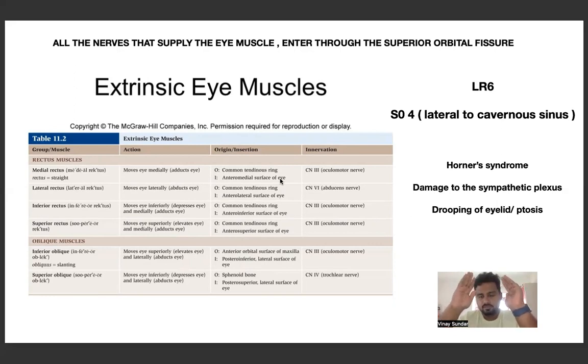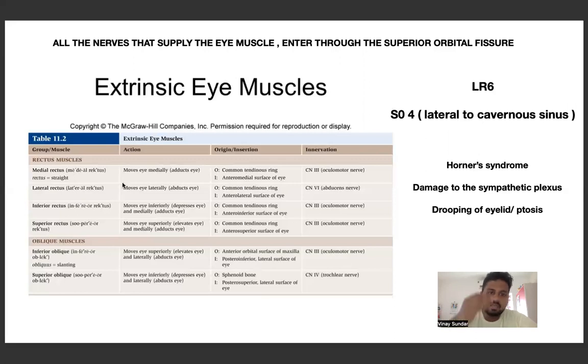So first, get that straight. Recti muscles, you have medial, lateral, superior, and inferior. And oblique, it's only superior and inferior. Now, you need not know the origin and insertion with respect to extraocular muscles, but action and innervation you need to know. So with respect to recti muscles, it's going to do what the name says.